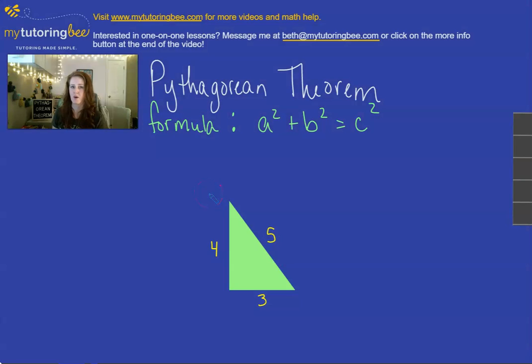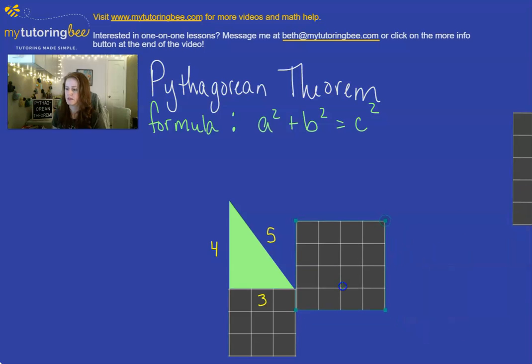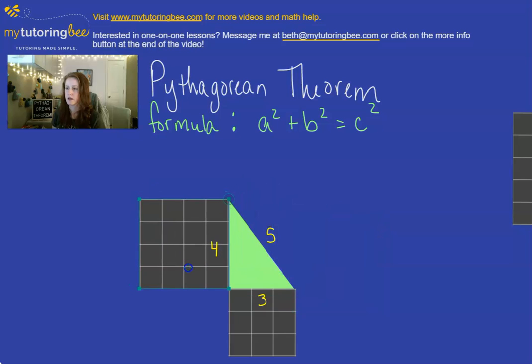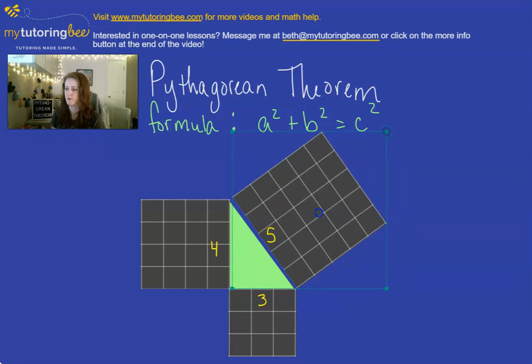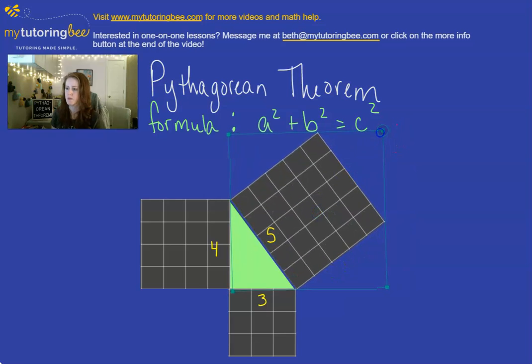Let's take a look at why the Pythagorean theorem works. Here I have a right triangle with the side lengths of 3, 4, and 5. And I have created these little grid squares that all have the same size, you can see that the squares themselves are the same. I have created them so that this one is 3 by 3, this one is 4 by 4, and then this one I just have to rotate it a little bit so that it lines up flush with the side of the triangle. But this one is 5 by 5 units.